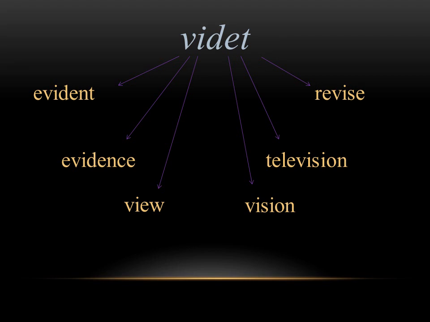So if you think of the word view, for instance, it's talking about what you can see. The word vision is another word for your sight, and a television is something that you watch. And if you think even of the word revise in English, it means you're looking at something again when you revise it.